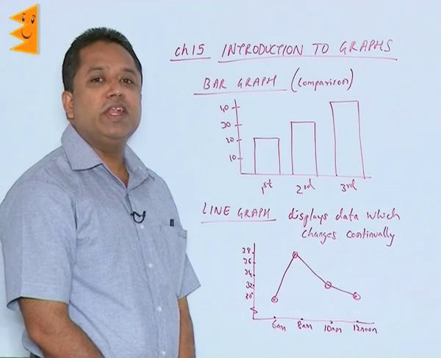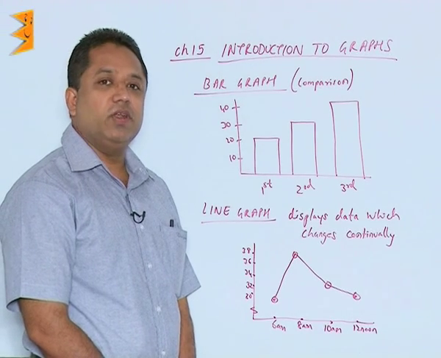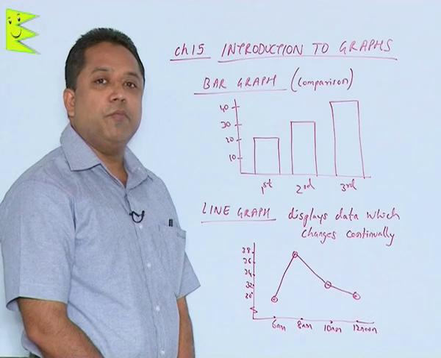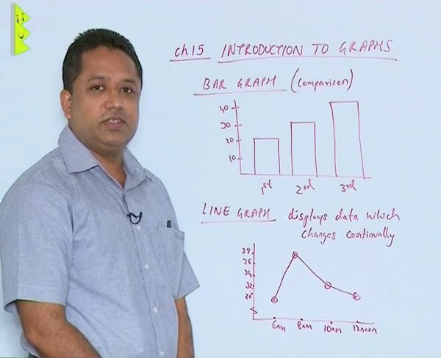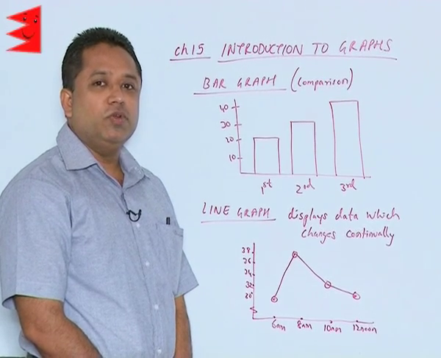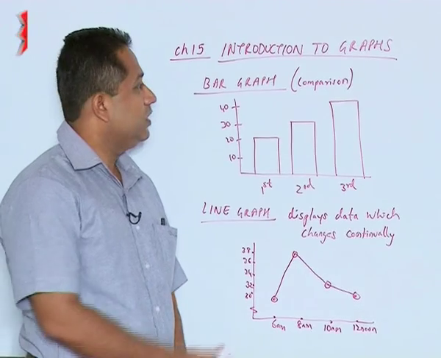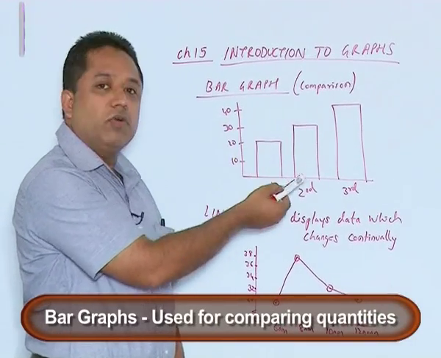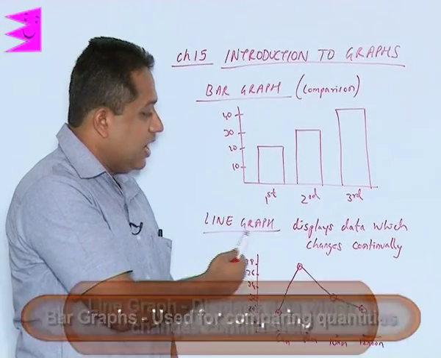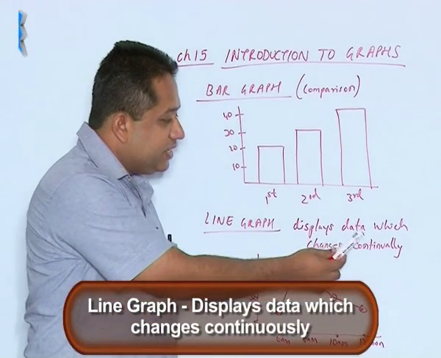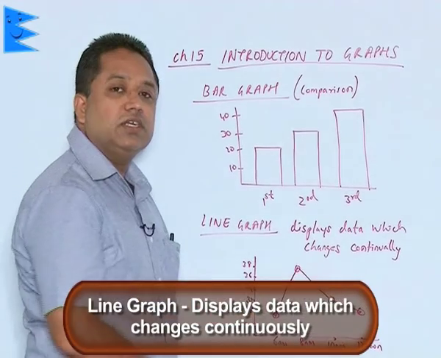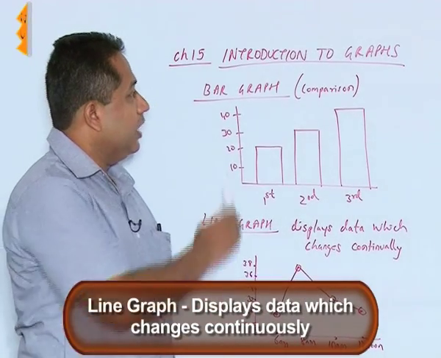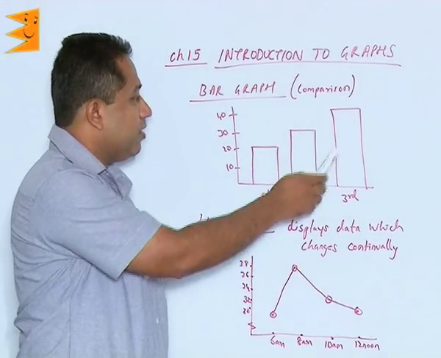We look into the different types of graphs. We have already done histograms and pie charts in the earlier chapters. Today we are going to do two different types of graphs. The first is the bar graph, where we compare different quantities, and the other is the line graph, which displays data which changes continually. Now, let us see this example of a bar graph.